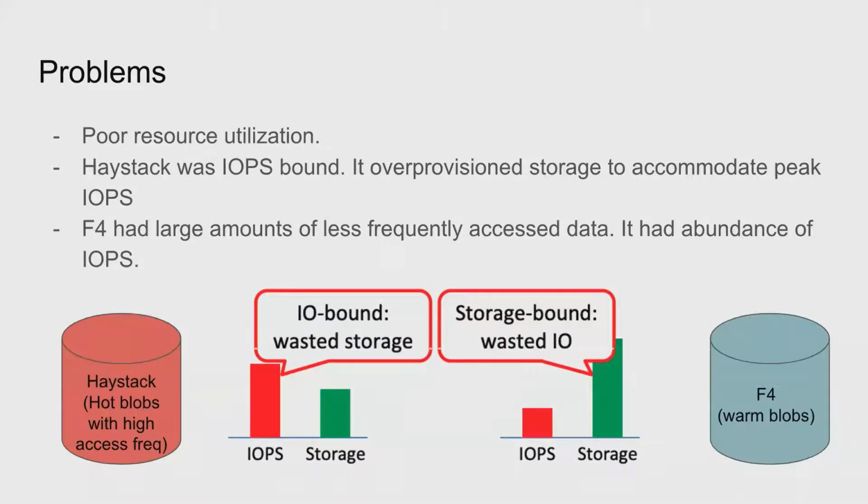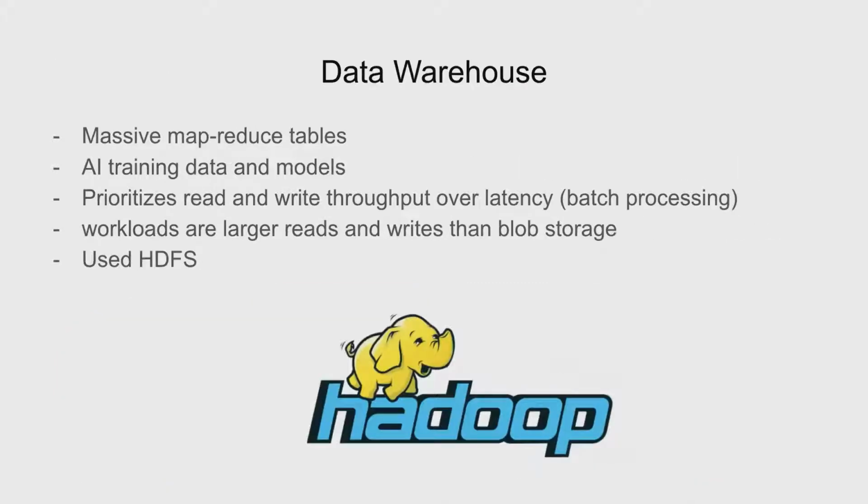The next storage system that they have is a data warehouse, which has massive MapReduce tables. It contains their AI training data and models. This sort of storage system prioritizes read and write throughput over latency because it is usually used for batch processing. Due to batch processing, they do a lot of huge reads and then writes. Unlike blob storage, previously Facebook used to rely on HDFS, the Hadoop file system, for all of their data warehouse needs.